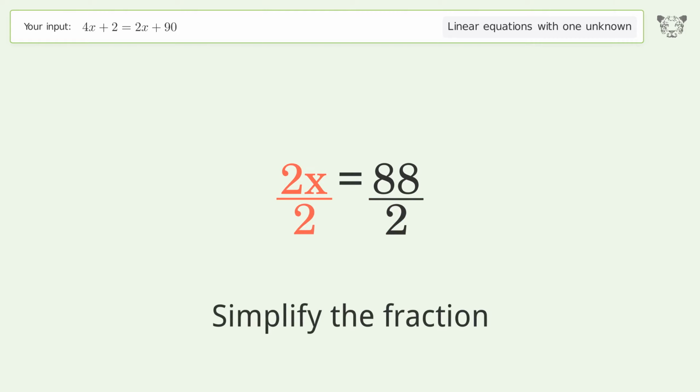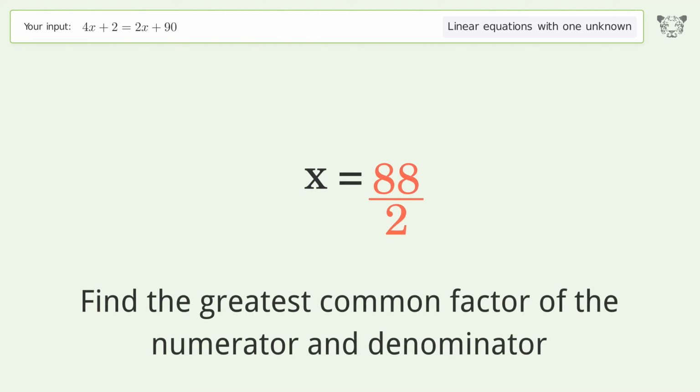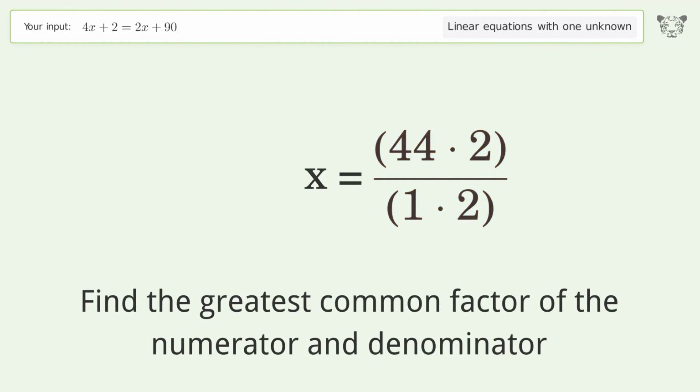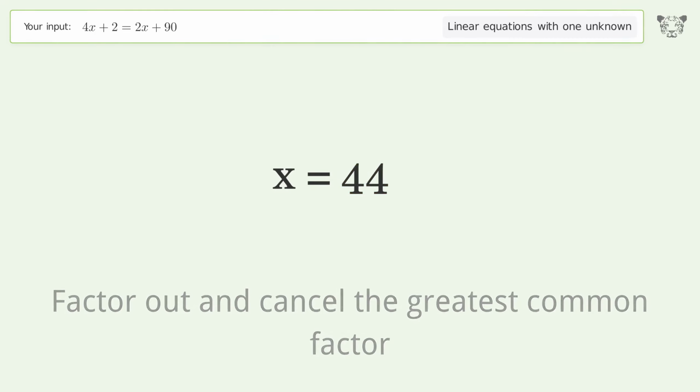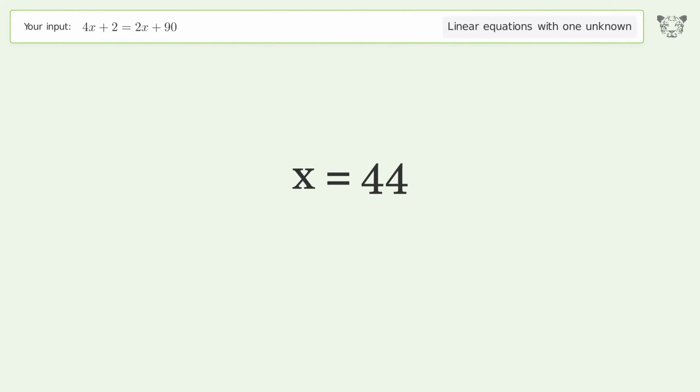Simplify the fraction. Find the greatest common factor of the numerator and denominator. Factor out and cancel the greatest common factor. And so the final result is x equals 44.